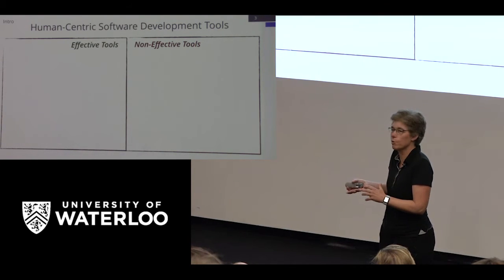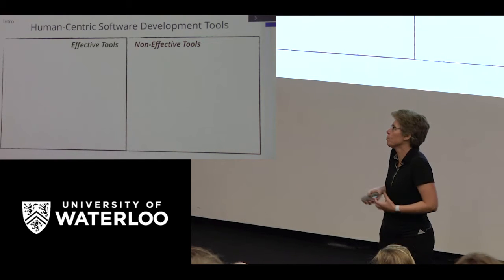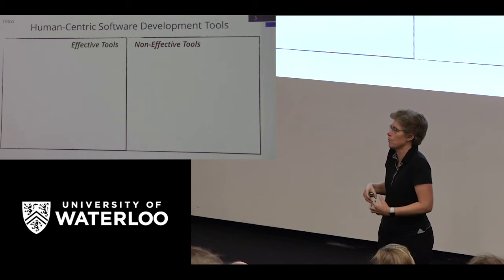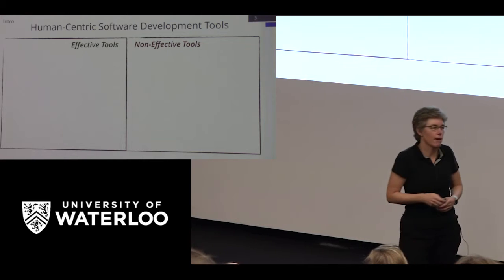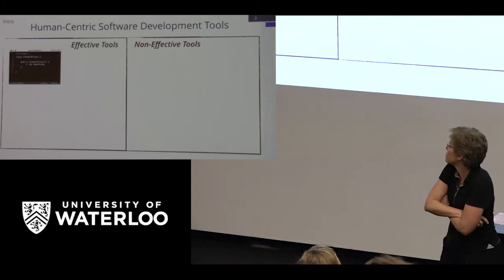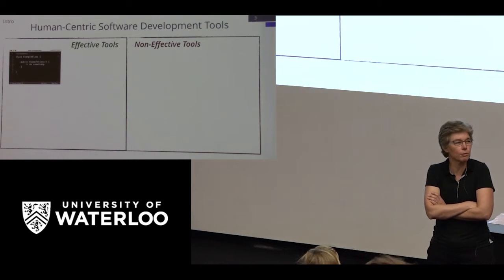They have to use those tools sometimes, but the people have to do more work to use the tool than the tool is really helping the people. So what do I mean by that? Well, what would I put in effectiveness? I'd put things like editors. They're pretty effective tools, right?